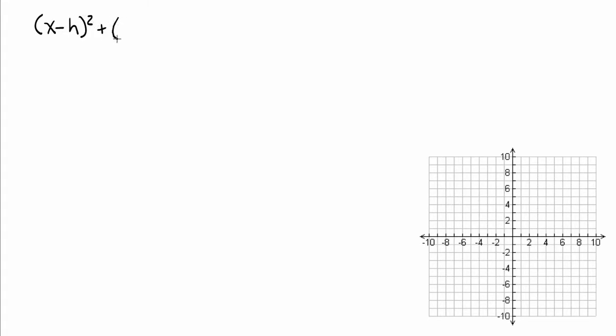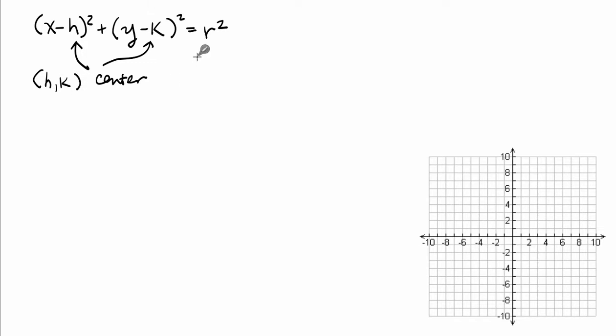One type of equation looks like the following: x minus h, that quantity squared, plus y minus k, that quantity squared, equals r squared. Now this is the equation of a circle, and you would be able to read straight off from the equation that the center is located at h comma k, and that the radius for the circle is equal to r.